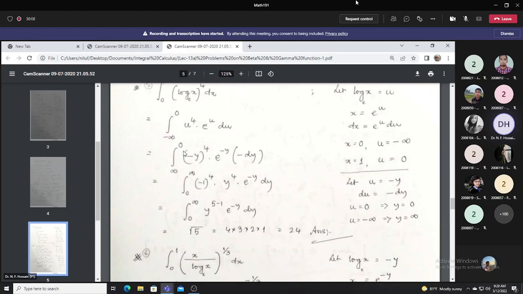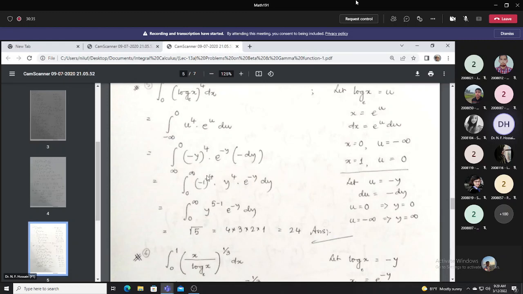Infinity to 0. And here, for u, it is minus y, but the power is 4. So ultimately, it becomes positive, and you adjust the limit with this minus sign. So now we remove this minus sign by changing the position of the limits. Now it becomes 0 to infinity, y to the power 4, e to the power minus y dy.